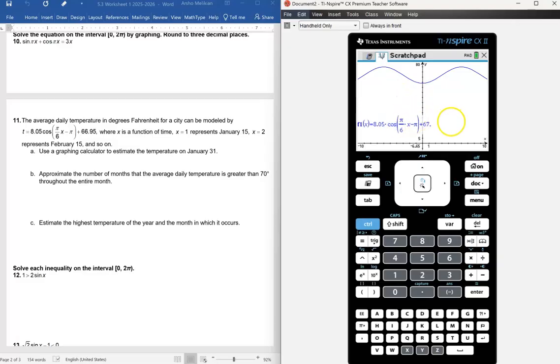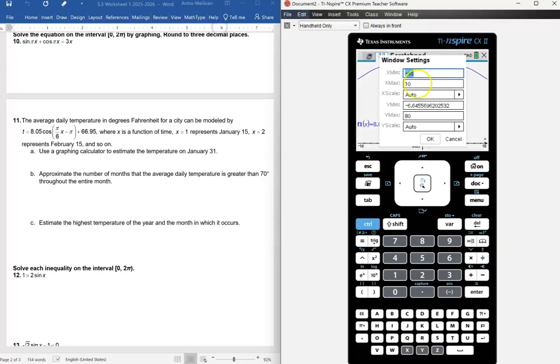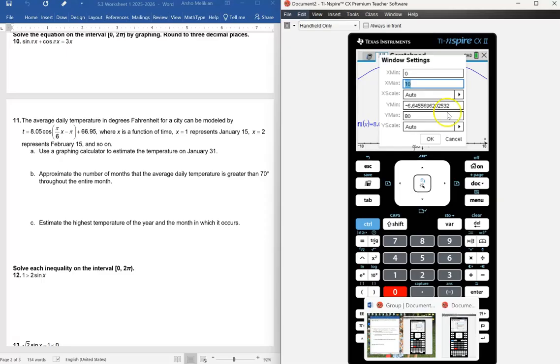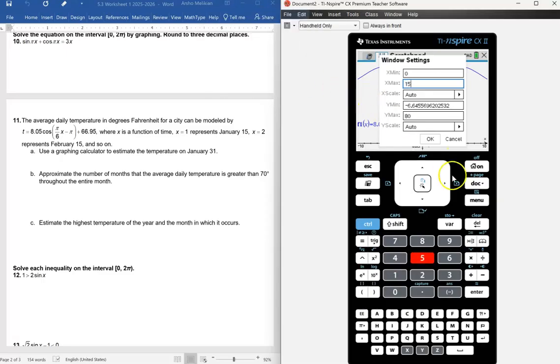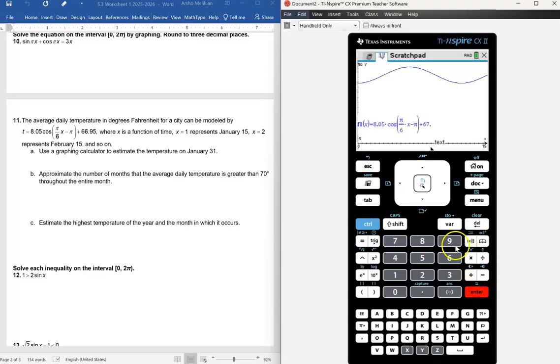Okay? Next, if you want to move this away, you can drag it. Next, x-axis. X-axis is the time. So when x equals 1, it's January 15, and so on. Let me go to menu, window zoom, window settings. I want to go from 0, 12 months in the year. Let's just go a little bit more, let's go to 15 so we're not at the boundaries. Enter, and look at that. That's my graph right there.